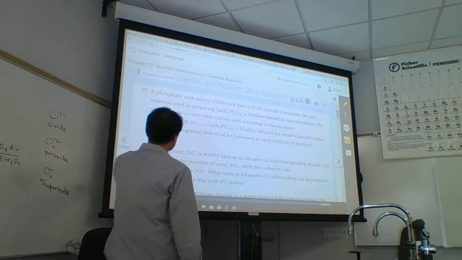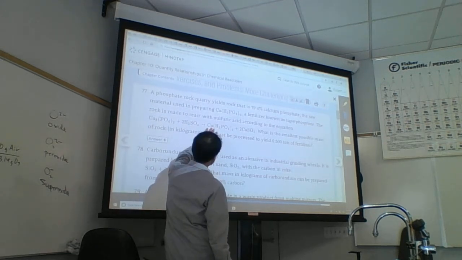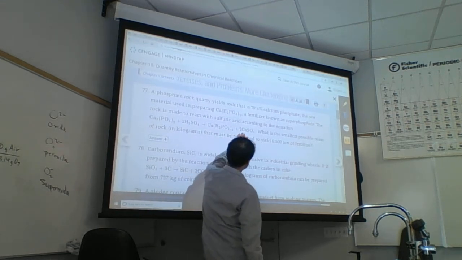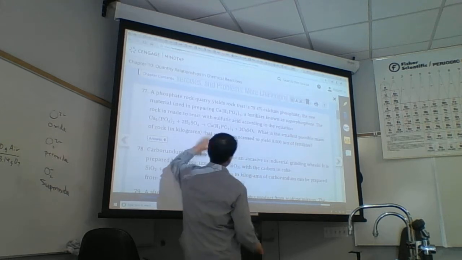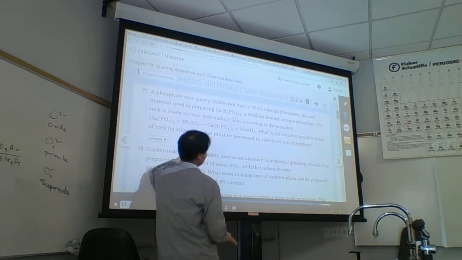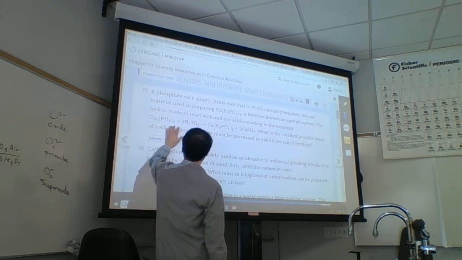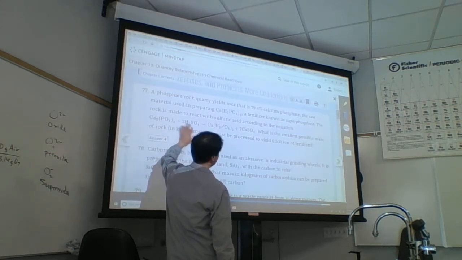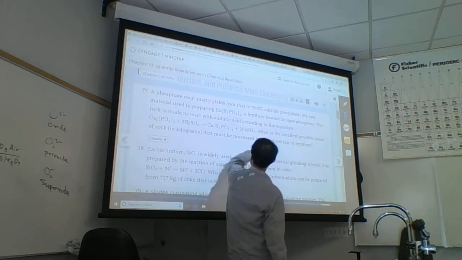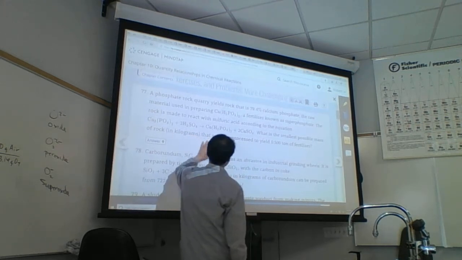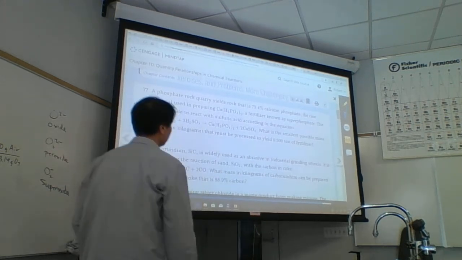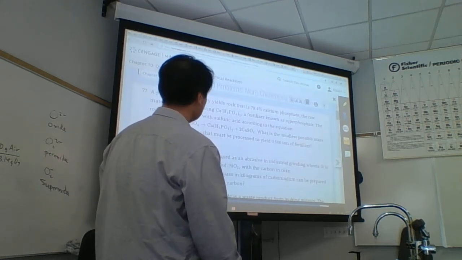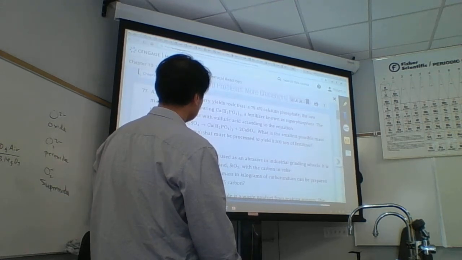So calcium phosphate plus sulfuric acid yields calcium dihydrogen phosphate plus calcium sulfate. This is kind of a hybrid between metathesis and the Bronsted acid base. We don't have a complete reaction here of phosphate, phosphoric acid. What is the smallest possible mass of rock in kilograms that must be processed to yield 0.500 tons of fertilizer?